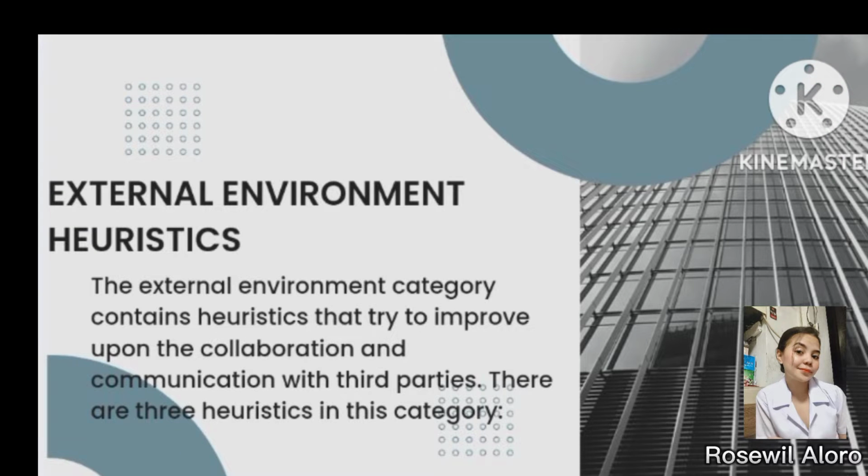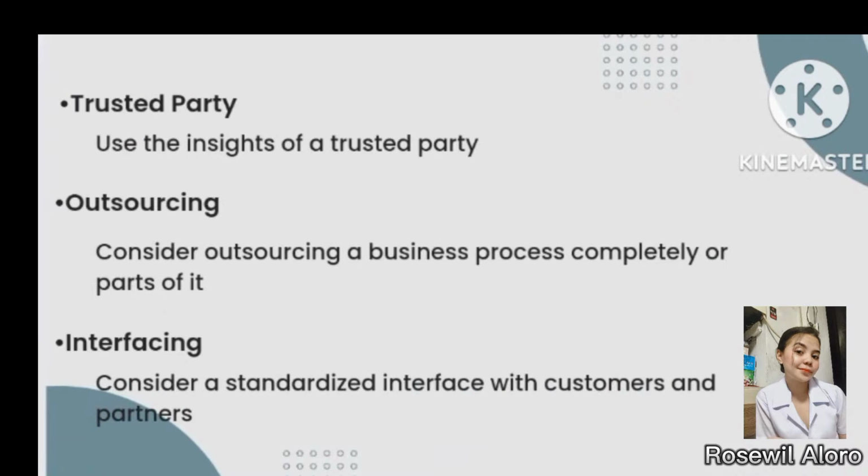External environment heuristics. The external environment category contains heuristics that try to improve upon the collaboration and communication with third parties. There are three heuristics in this category. Trusted party: use the insights of a trusted party. Some decisions are generic and standard to the extent that other parties will get the same results for the same input data. An example is the creditworthiness of a customer that Bank A wants to establish. If a customer can present a recent creditworthiness certificate of a Bank B, Bank A may likely accept it. Relying on a trusted party reduces costs and may cut processing time.